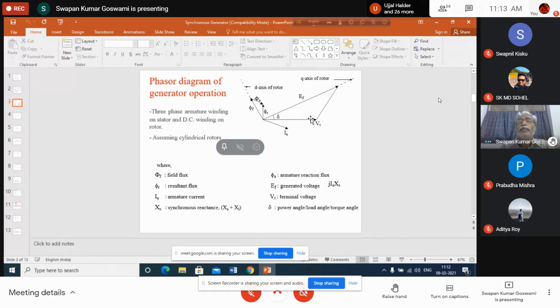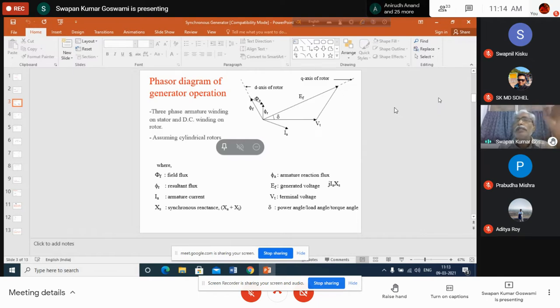But if there is some sudden change in load, or a sudden increase or decrease in the input to the generator, then what will happen? The speed of the generator rotor will change. If the speed of the rotor changes, then obviously the position of the vector EF also will change, because EF is along the quadrature axis of the rotor. That means the rotor position determines delta, or delta is determined by the position of the rotor. Am I clear? Delta is determined by the position of the rotor.